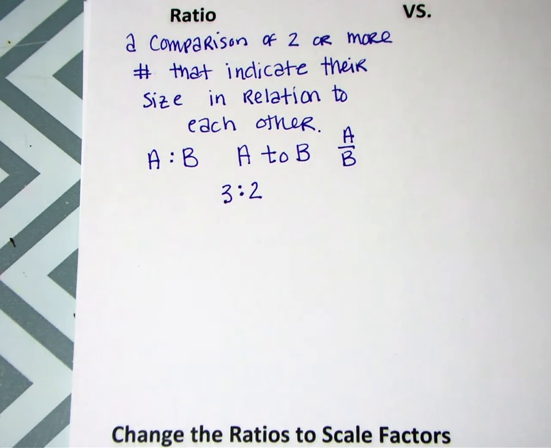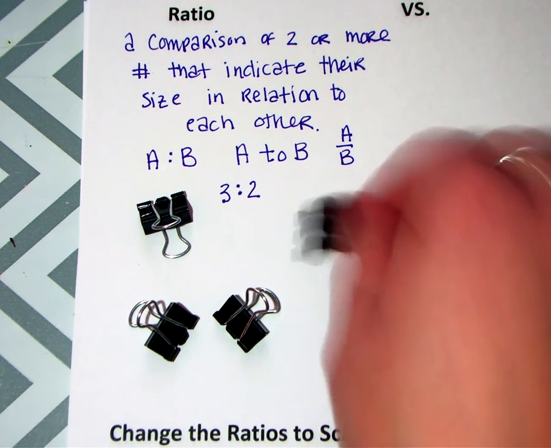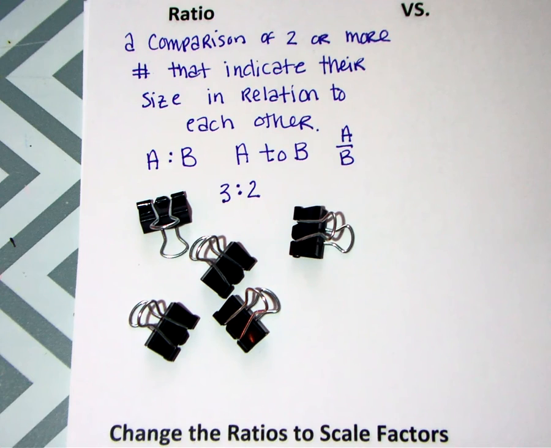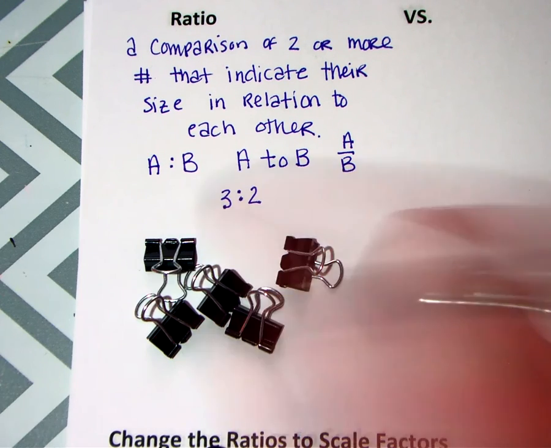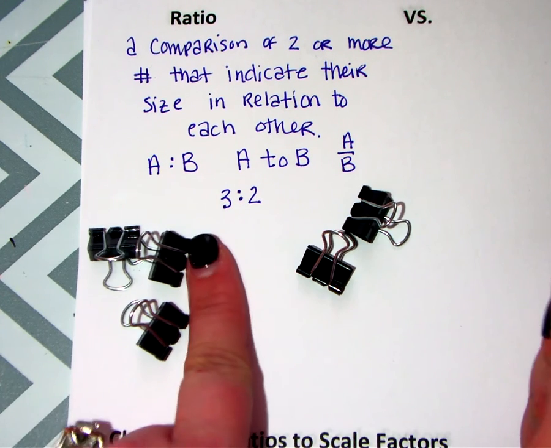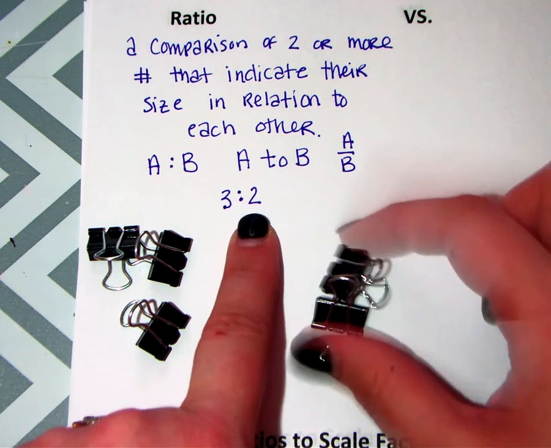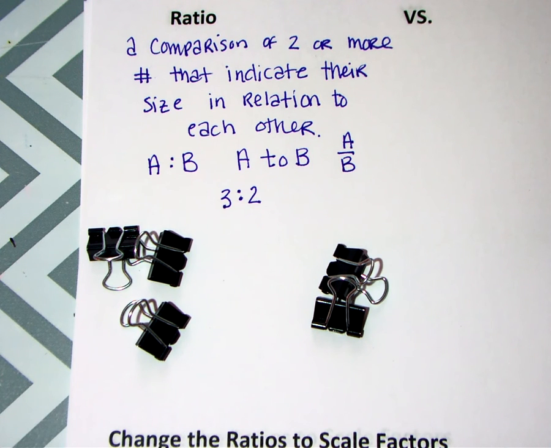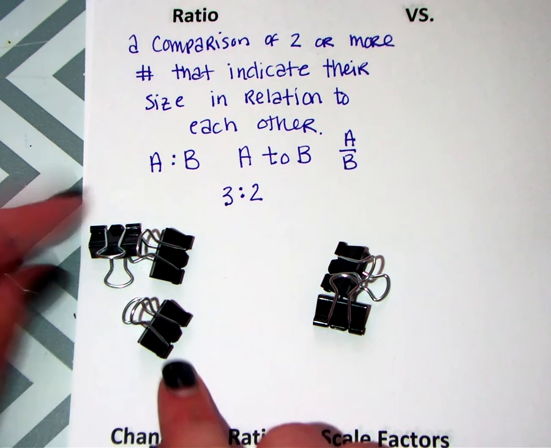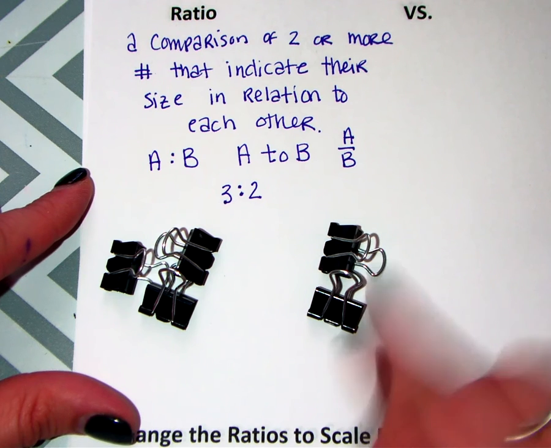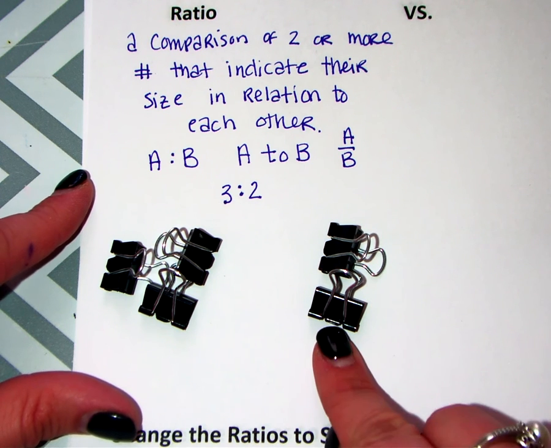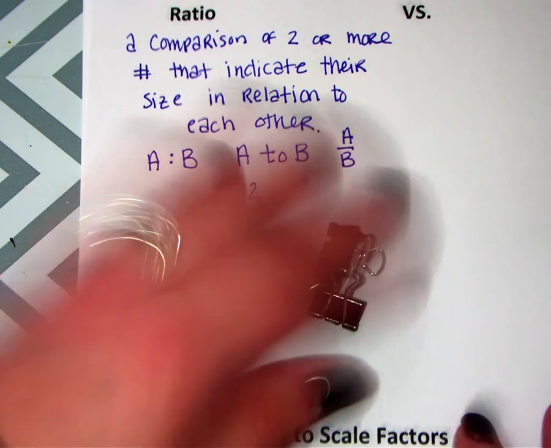Let's see, I'm going to get some binder clips here. Okay, so a 3 to 2 ratio means for every 3 binder clips I have, you have 2. So a 3 to 2 ratio means for every 3 items I have of something, the other person has 2.